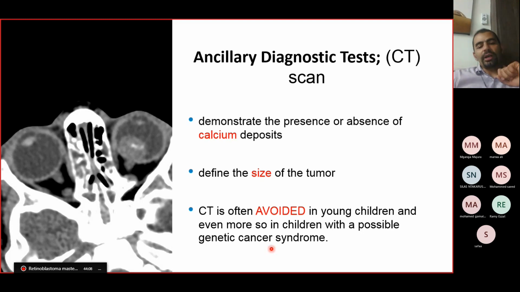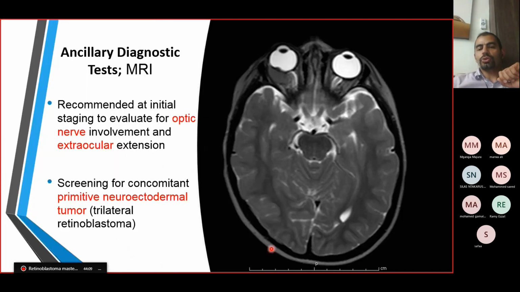Rather, we use MRI because it's useful to show if there is optic nerve involvement or not. It's useful as it shows if there is a neuroectodermal tumor, the pineal body tumor, or what we call the trilateral retinoblastoma or not. And in addition, the features of retinoblastoma can be easily detected on the MRI, so it can confirm the diagnosis if you are not sure if it's retinoblastoma or not.